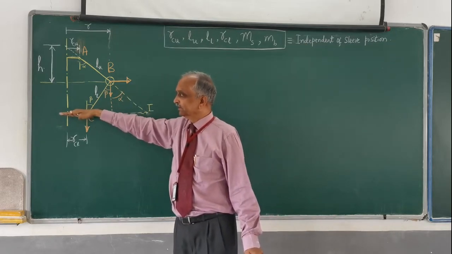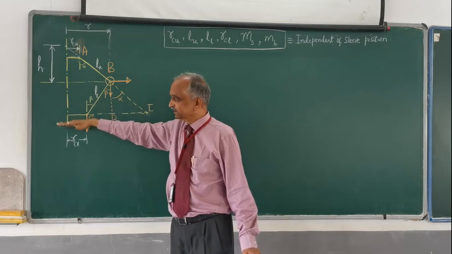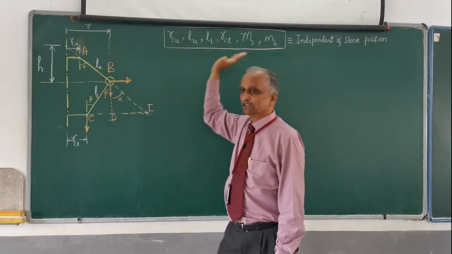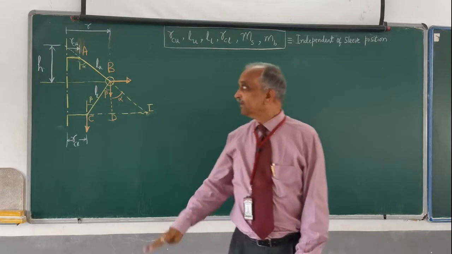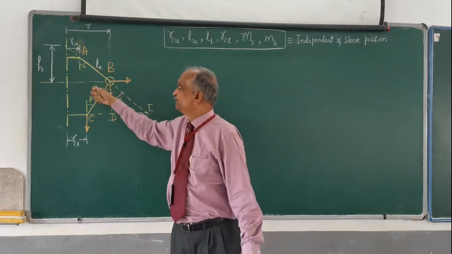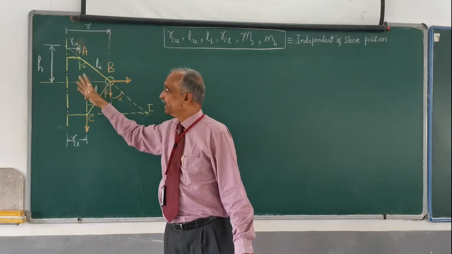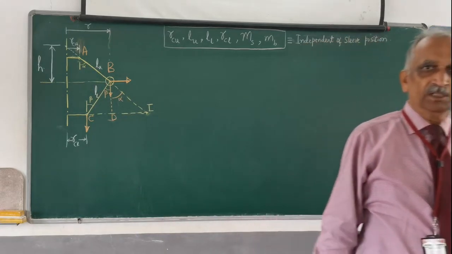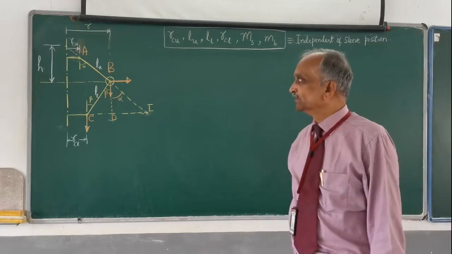Whether the sleeve is here or whether the sleeve has gone down, it doesn't matter. These dimensions will remain the same. But all other dimensions like alpha, beta, R, omega and H keep on changing, and they depend upon the position of the sleeve.